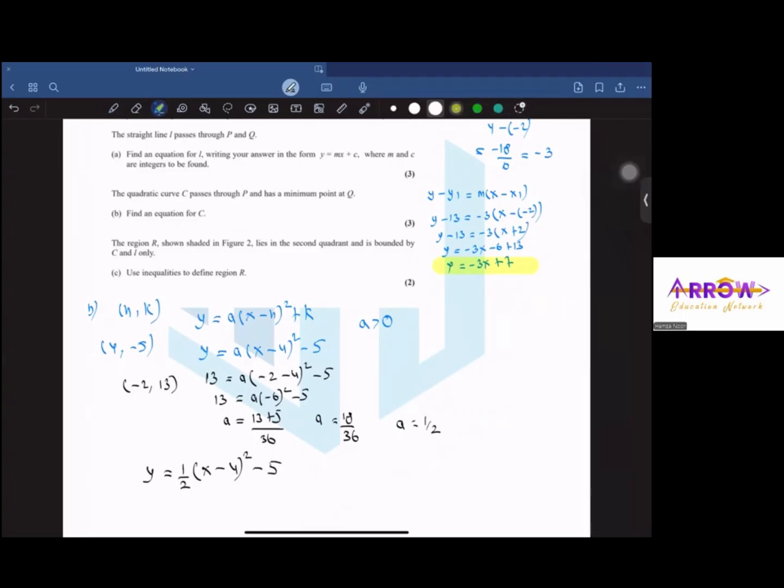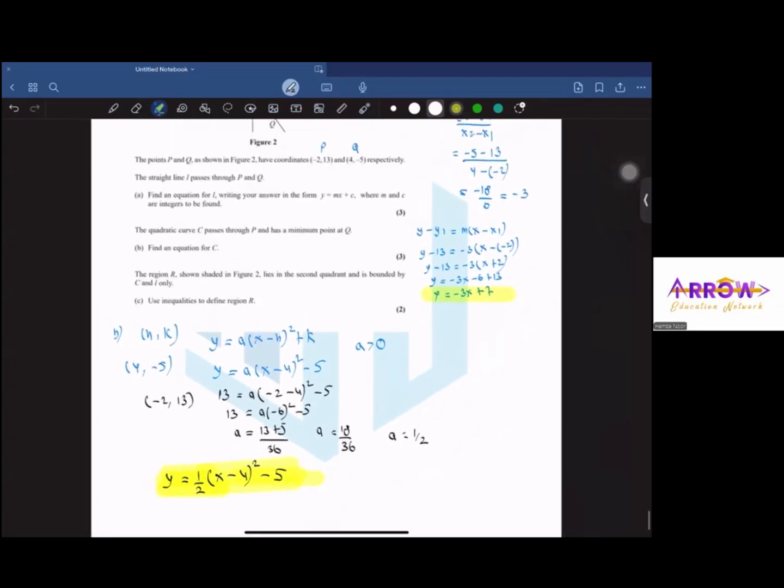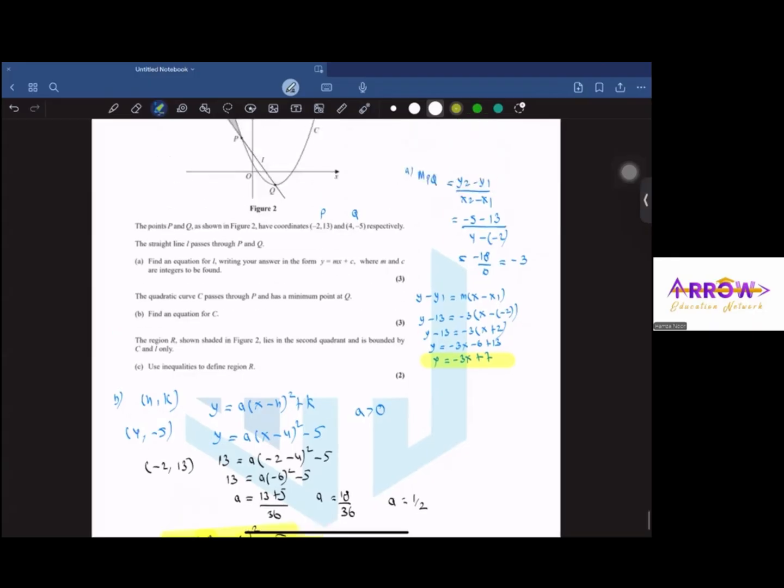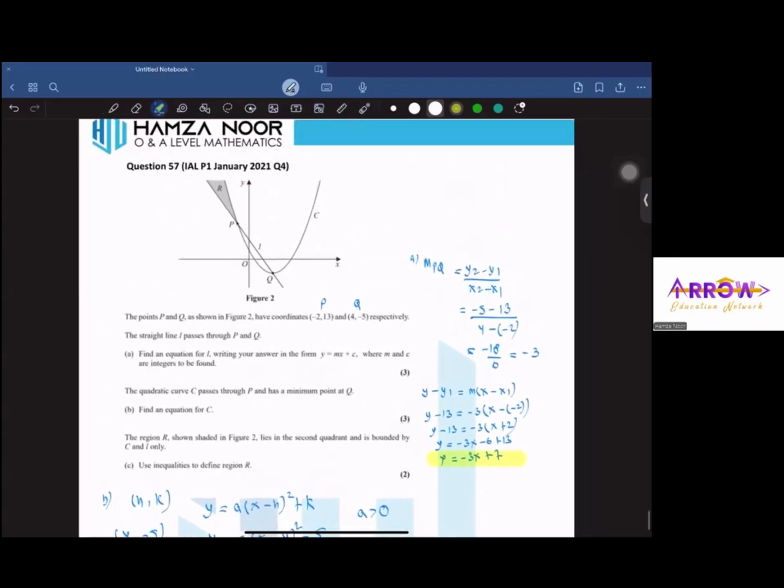You can give your answer in completing square form as well, because there is no specific requirement here. If the expanded form was asked, you would have expanded this completing square form. So this was the requirement of part B. All right, so now let's move on to part C.